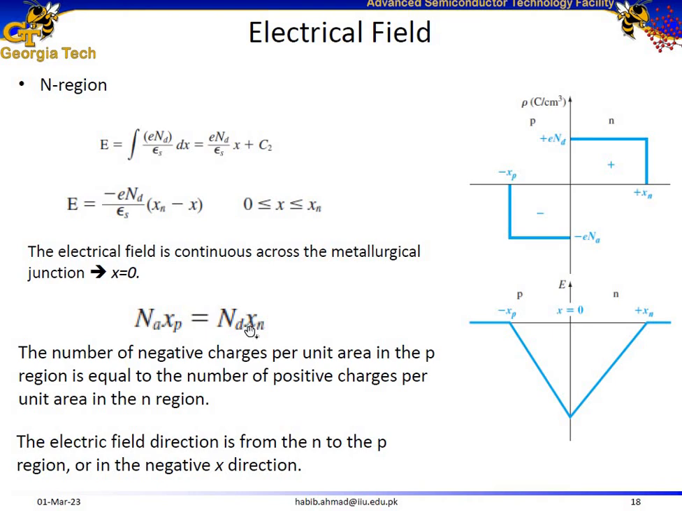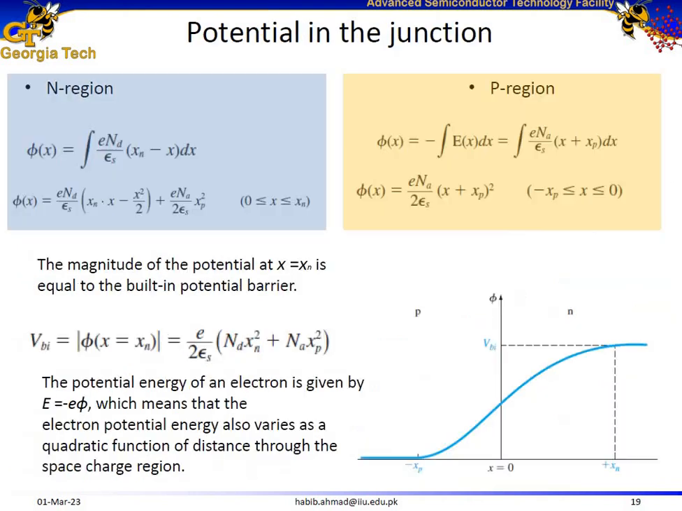So for the p-n junction, in this equation, if you know any three values, you can calculate the fourth one. For example, if you know Na, xp and xn, you can calculate the value of Nd. Similarly, for the other parameters as well, if you know three parameters, you can calculate the fourth one. So this is a really useful equation. Now, moving on to the next slide.